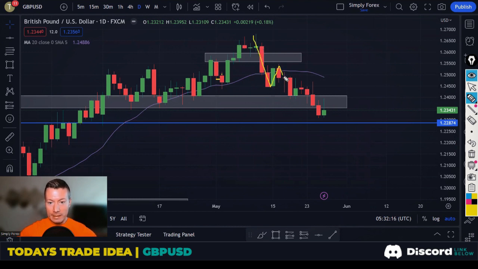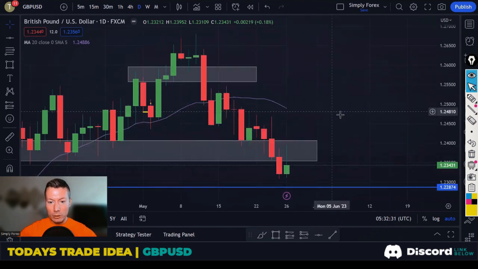So it's in a downtrend. It's broken these important levels over here, and this grey support zone in a downtrend, broke support, and look at these candles.